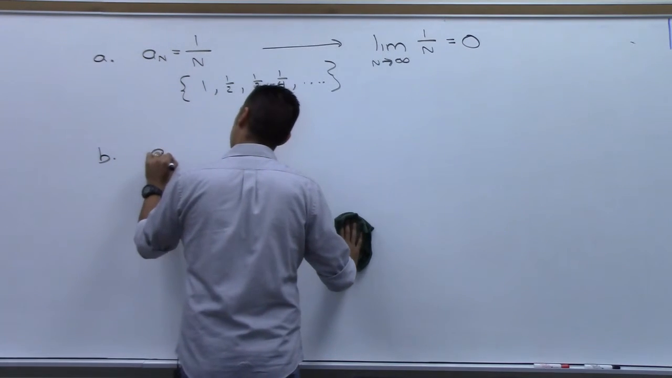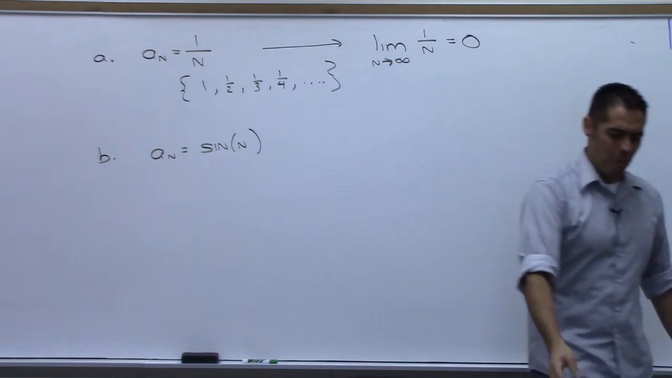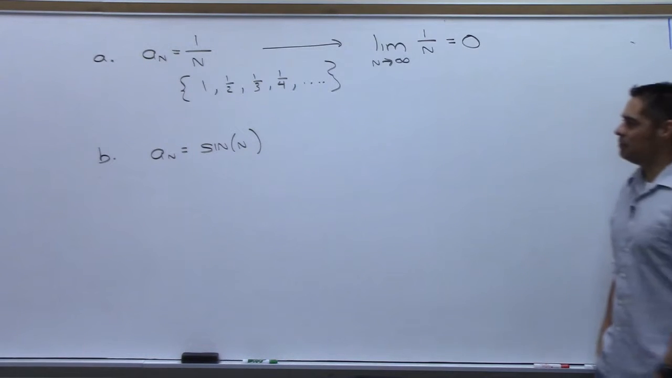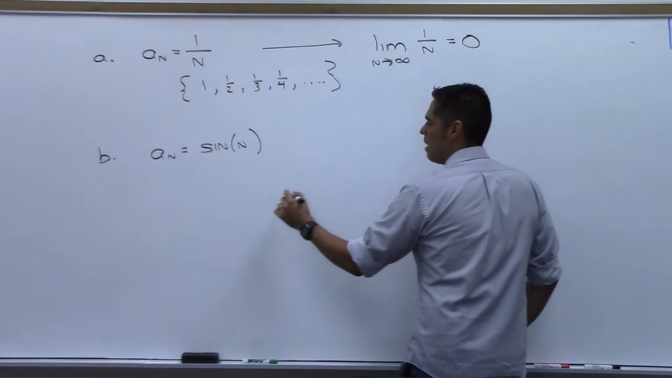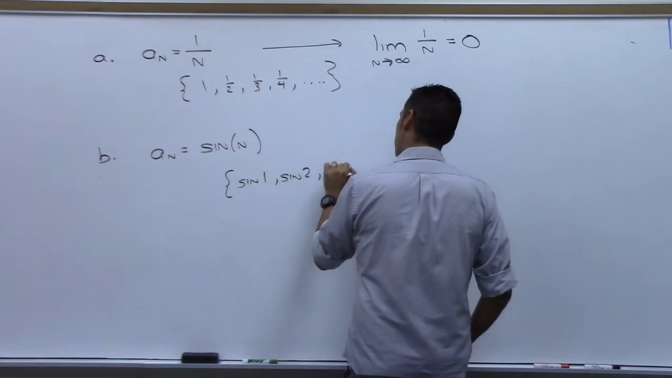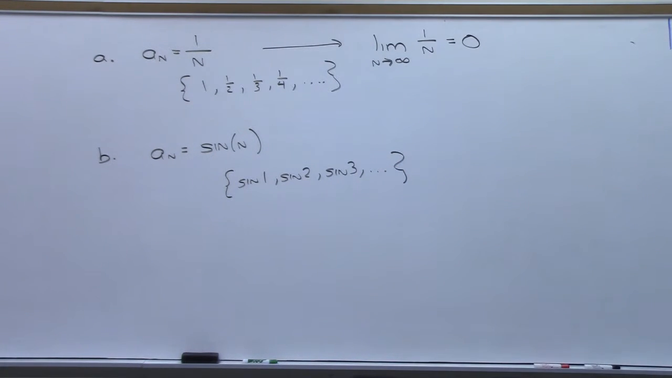B. A sub n equals sine n. Why? First off, doesn't it even not go past 1? If I were to write it out, it would be sine 1, sine 2, sine 3, and you would actually need to get your calculator out to figure out where those were. What do you know about the sine function, though? It only goes up to 1. Highest it's 1, lowest it's -1, and it oscillates, right?